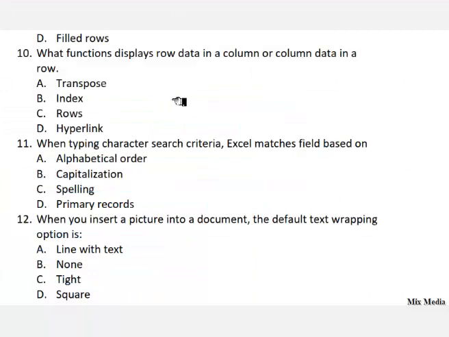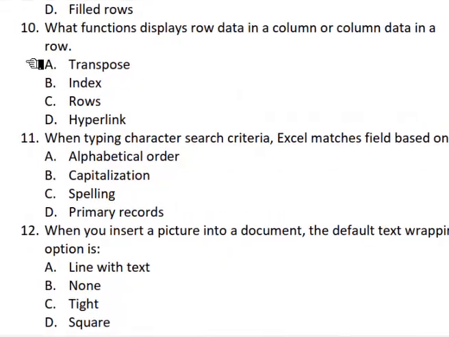Question 10. Which function displays row data in a column or column data in a row? The correct option here is transpose. Question 11. When typing character search criteria, Excel matches fields based on dash. The correct option here is spelling. When you insert a picture into a document, the default text wrapping is in line with text.